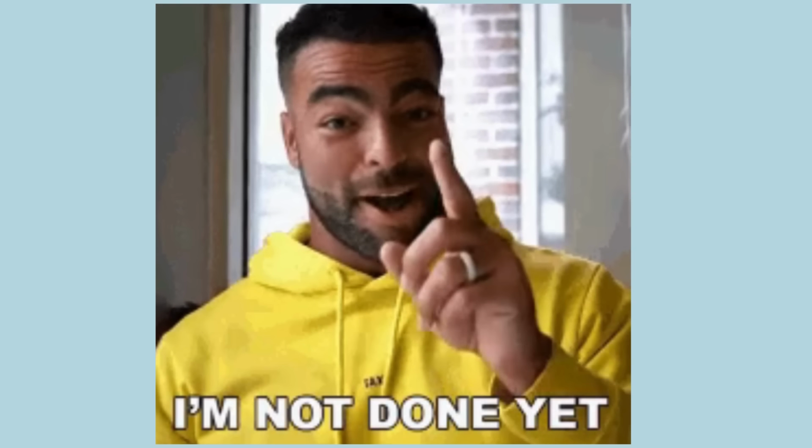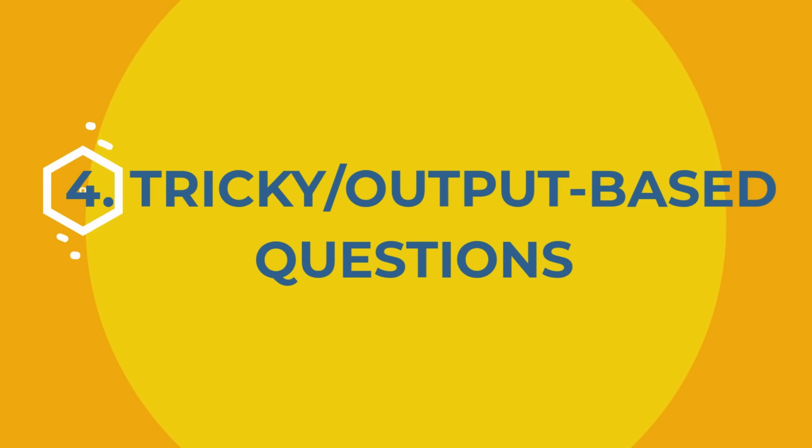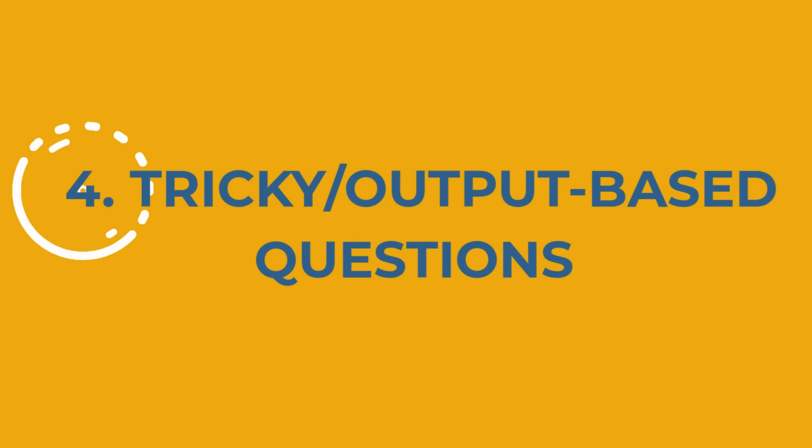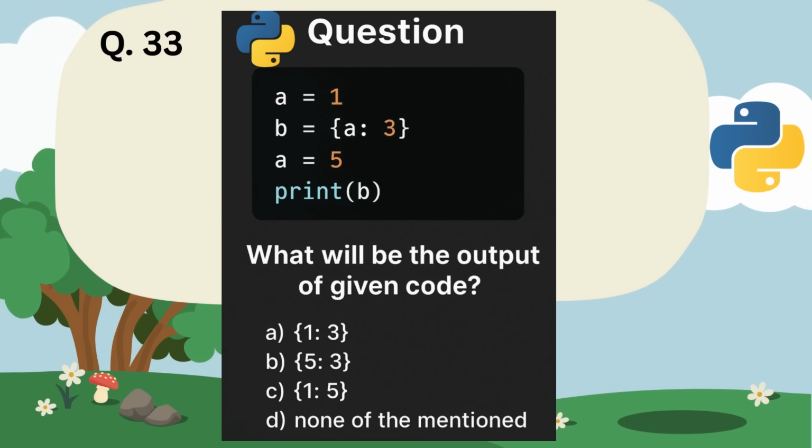We wrapped up our third milestone, and now it's time to step into the fourth section. Tricky output-based questions. Here's the question. What's the output? Pause and think. The correct answer is option A.